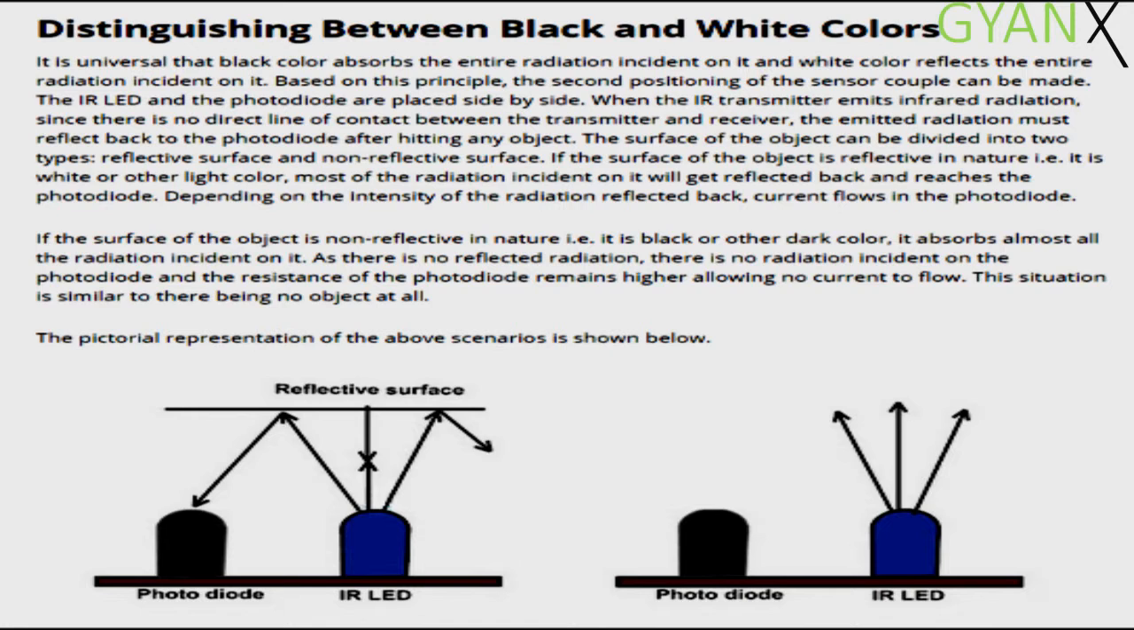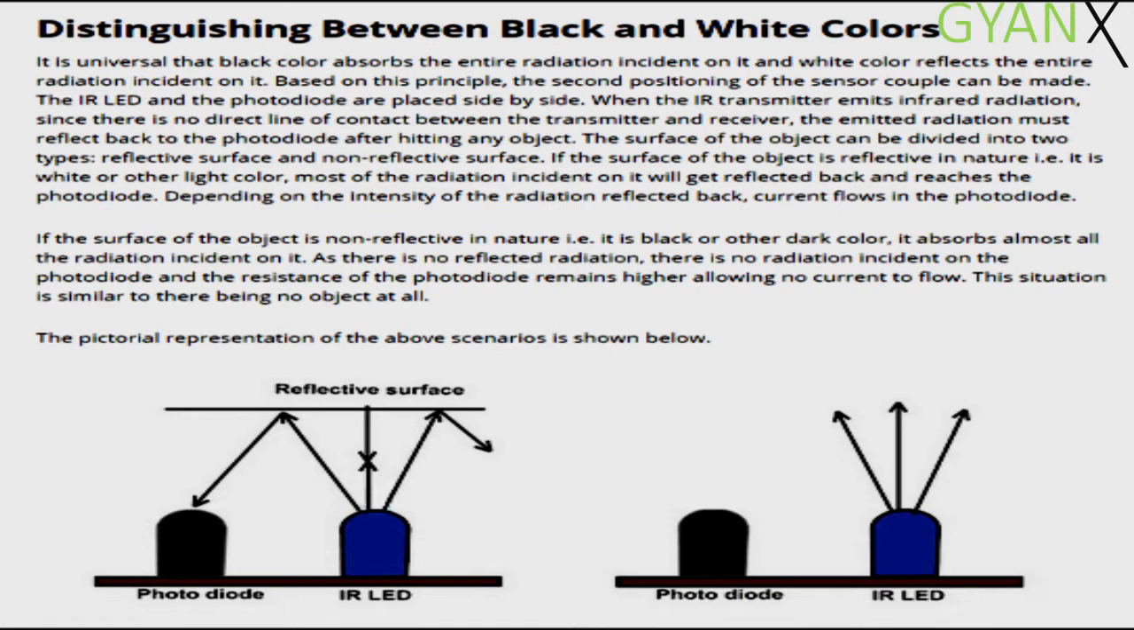Distinguishing between black and white colors. It is universal that black color absorbs the entire radiation incident on it and white color reflects the entire radiation incident on it. Based on this principle, the second positioning of the sensor couple can be made. The IR LED and the photodiode are placed side by side.